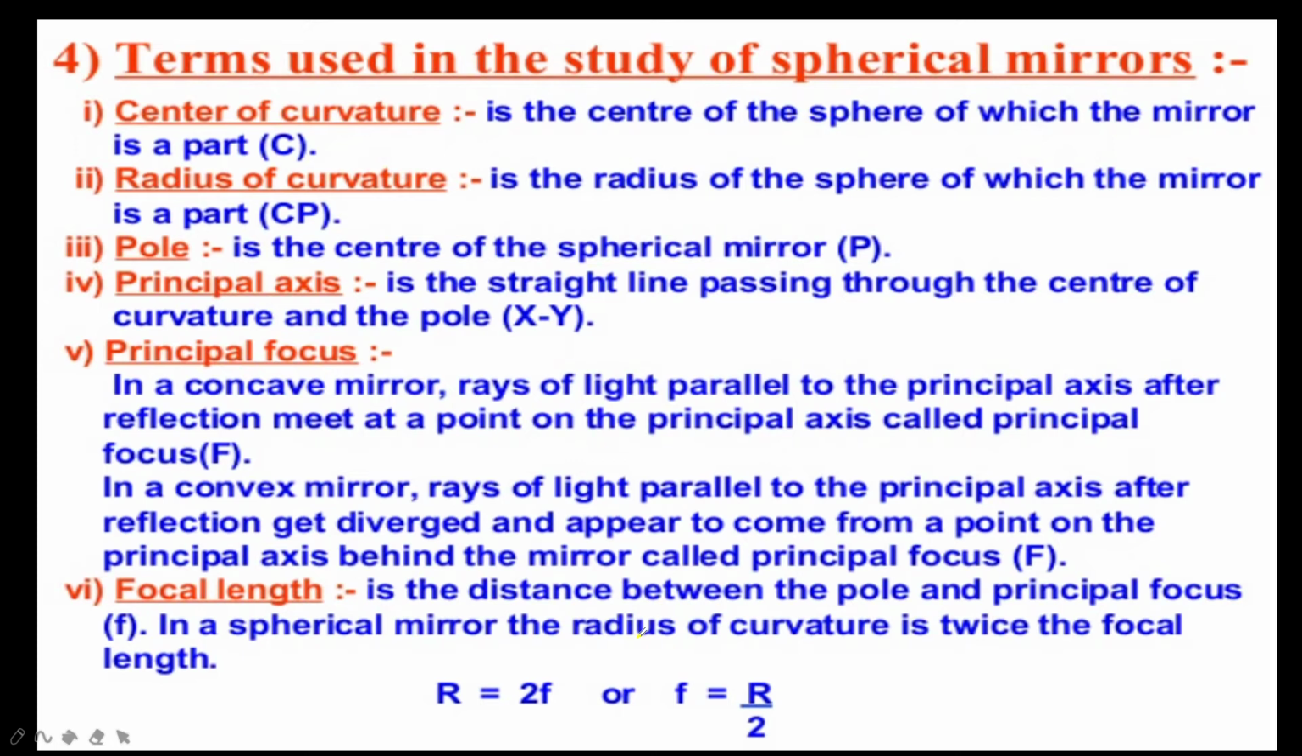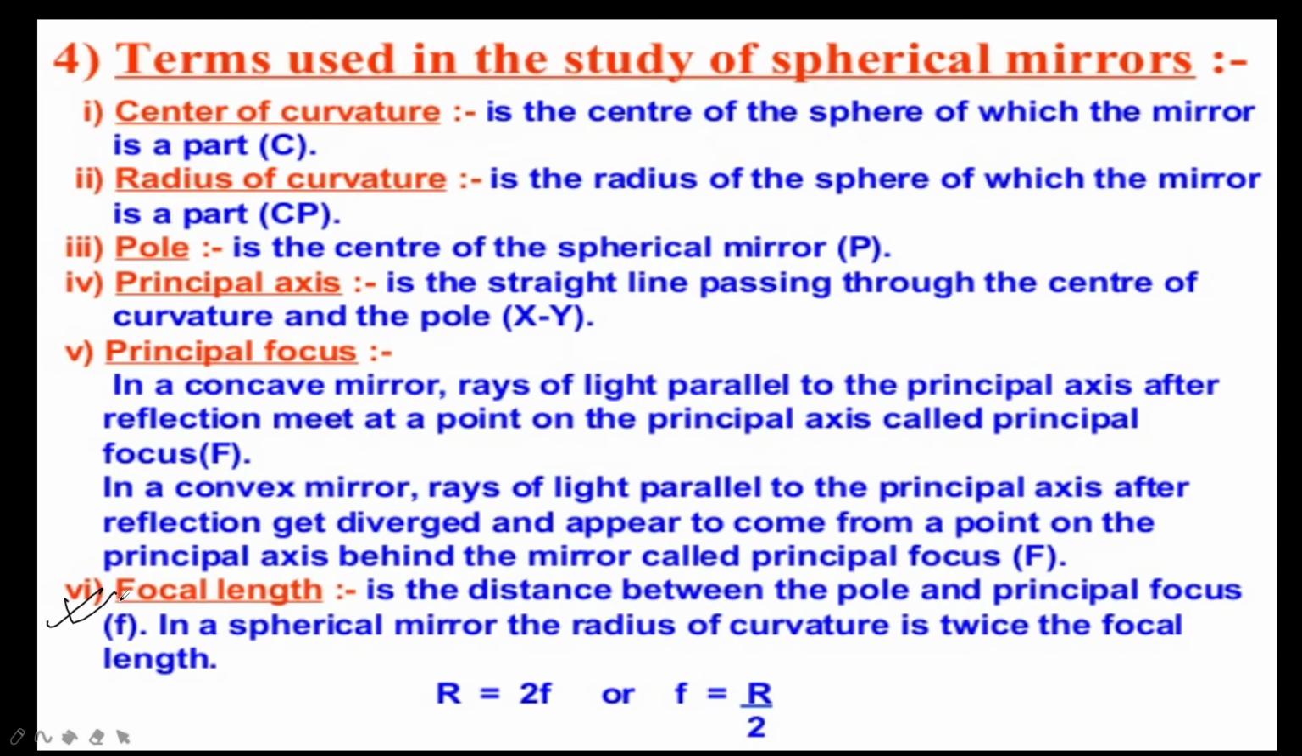So these are the terms we have discussed till now: center of curvature, radius of curvature, pole, principal axis, aperture, principal focus. Here the principal focus is different in both: for the concave mirror it is in front, for the convex mirror it is behind. Next important part which comes across in the complete chapter is the term called focal length.